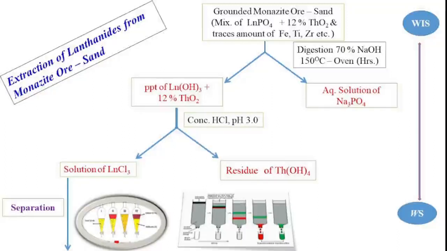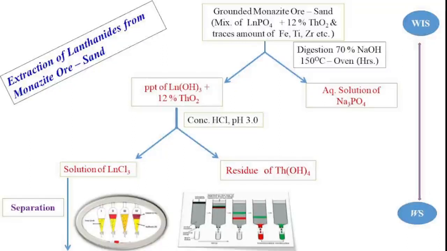Now this lanthanum hydroxide and thoria is treated with concentrated hydrochloric acid at about a pH of 3. In this case the lanthanum hydroxide is treated with HCl, in which initially the HCl neutralizes the lanthanum hydroxide, and afterwards the lanthanum reacts with hydrochloric acid to form lanthanum chloride, while the thoria reacts with its hydroxides to form thorium tetrahydroxide in the form of residue. So they can be separated very easily.